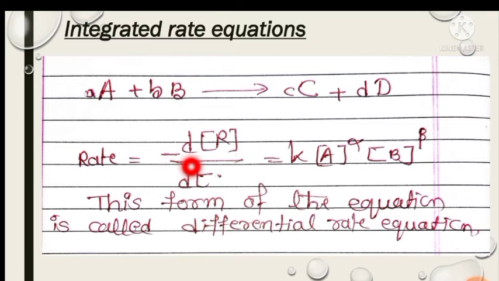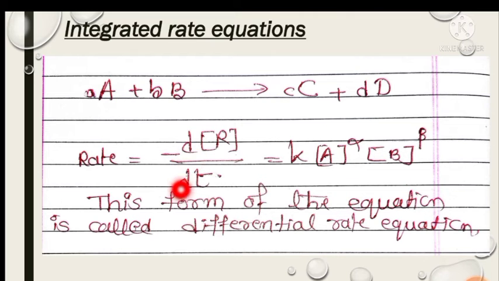Because reactant का concentration continuously decrease होता जाता है. So it will be equal to k [A] to the power alpha and here [B] to the power beta. That means the whole A molecules are not involved or the whole B molecules are not involved. Only the alpha part of A and beta part of B is going to be involved. So this is the equation for rate, and this form of the equation is called differential rate equation.